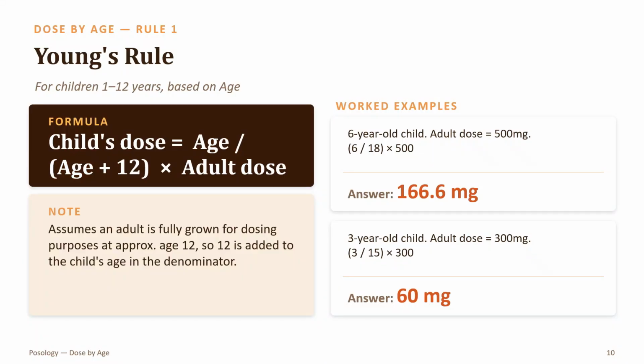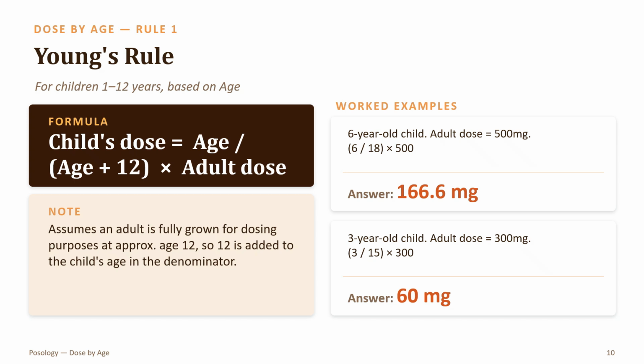Now we come to the detail. First is dose calculation by age. Rule 1, or Young's formula. Young's formula is for children 1 to 12 years of age. It is based on age. The formula is child dose equals age divided by age plus 12, multiplied by adult dose. Assume an adult is fully grown for dosing purposes at approximately age 12, so 12 is added to the child's age in the denominator.